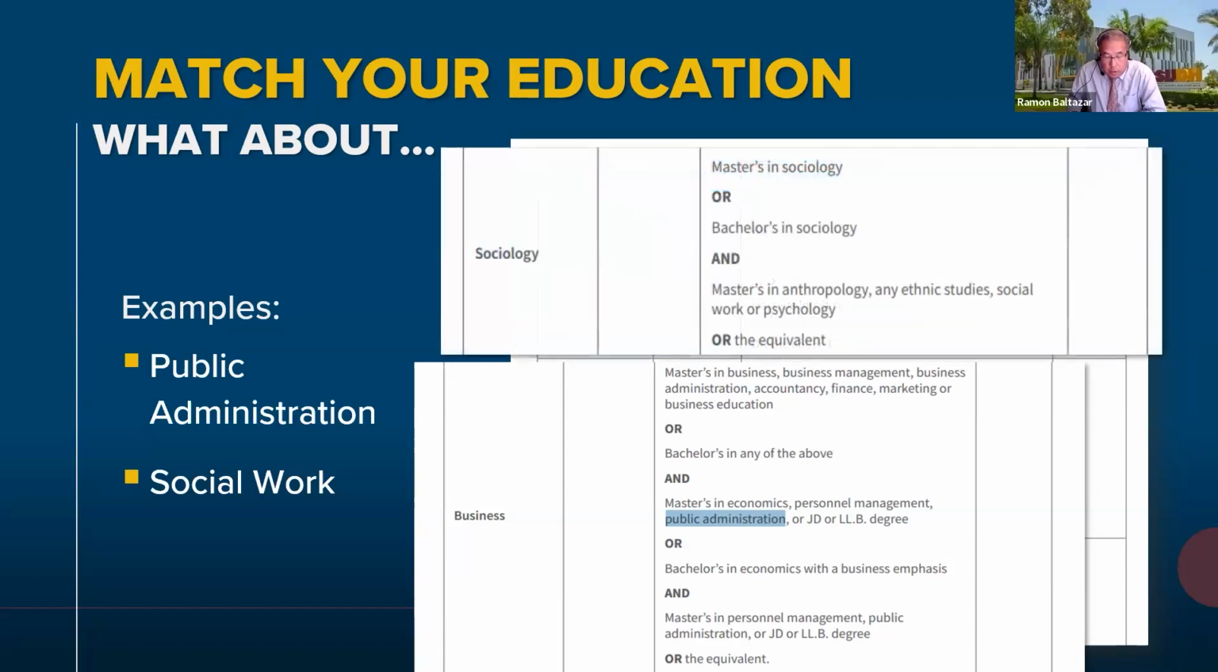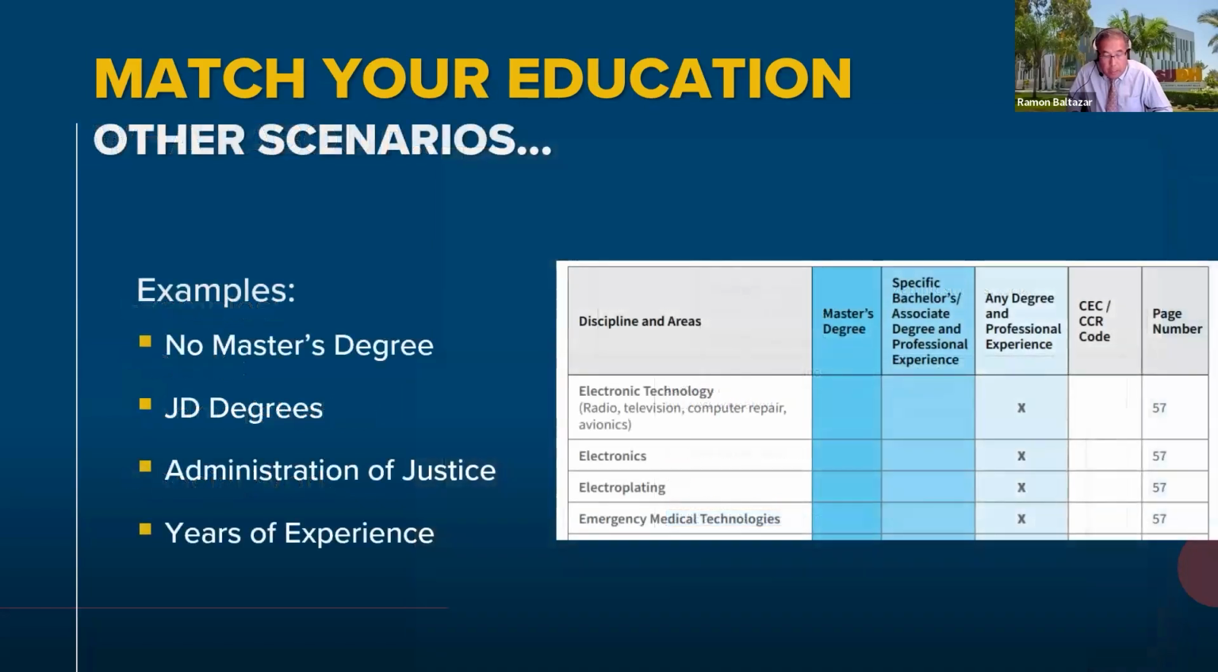Another example is social work and sociology. Individuals with a master's in social work sometimes seek to teach courses in sociology. The MQs can only be satisfied if the bachelor's degree is in sociology and not also in social work. We will talk about a few other areas that are subject to interpretation.